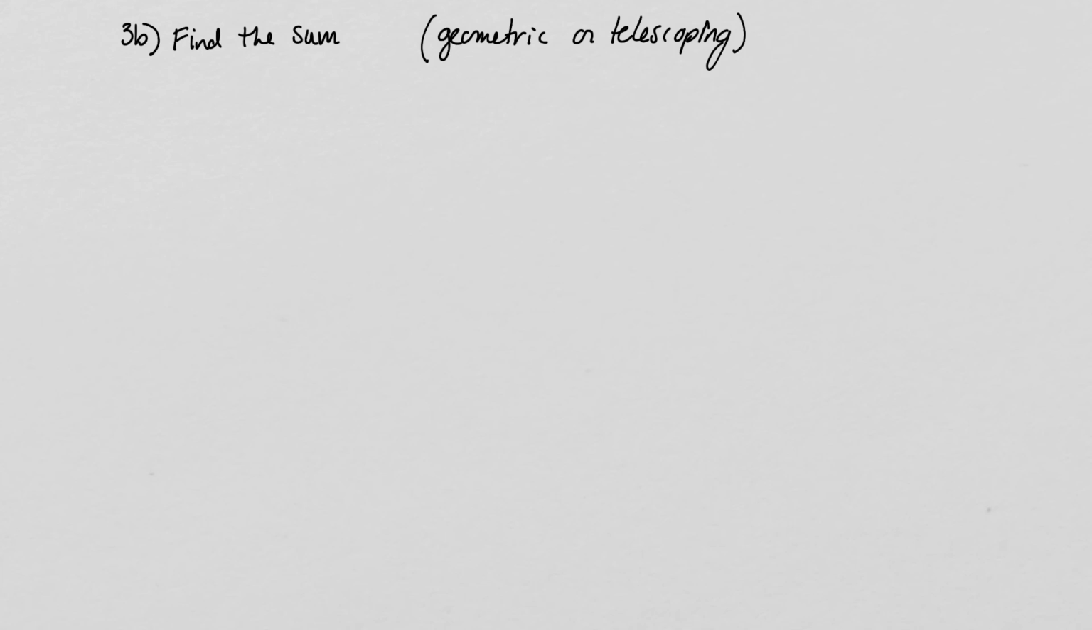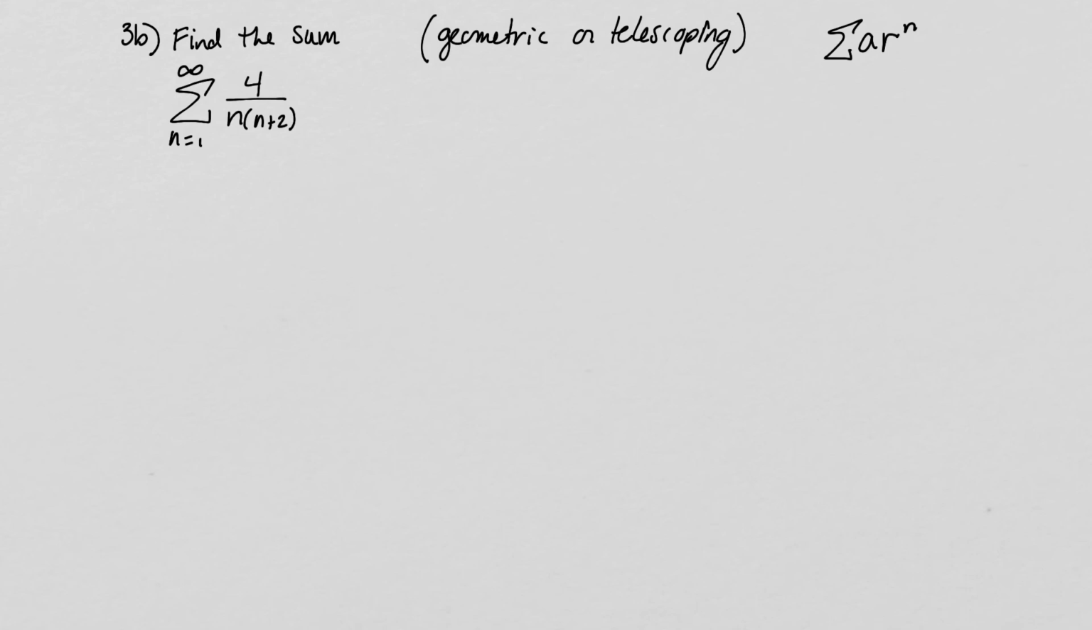So the problem for 3B is the summation n equals 1 to infinity of 4 over n times n plus 2. Just looking at this, do we think it's a geometric series or a telescoping series? It's going to have to be a telescoping series. Remember, geometric series are of the form the summation of some number a times r to the n power. I don't have that in this series, so it's got to be a telescoping series.